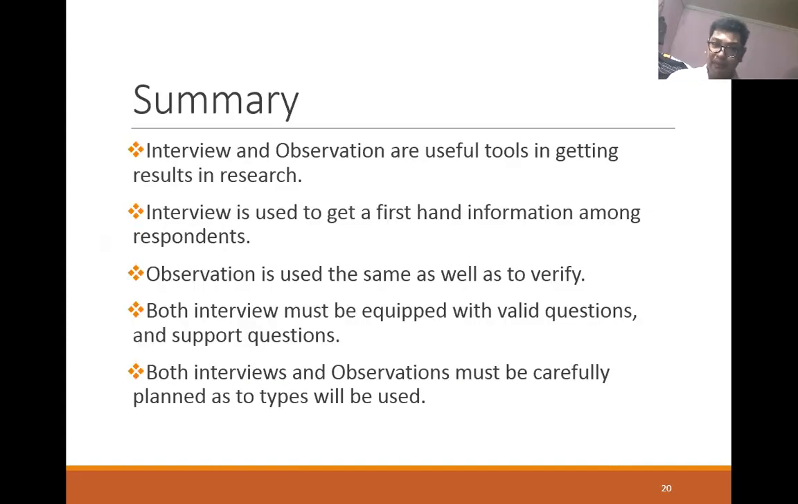Yan. So in summary, we're done. Interview and observation are useful tools in getting results in research. Interview is used to get first-hand information about the respondents. Observation is used the same, as well as to verify or elaborate. Both interview and observation must be equipped with valid questions and support questions for elaboration. Both interviews and observation must be carefully planned as to what types will be used.